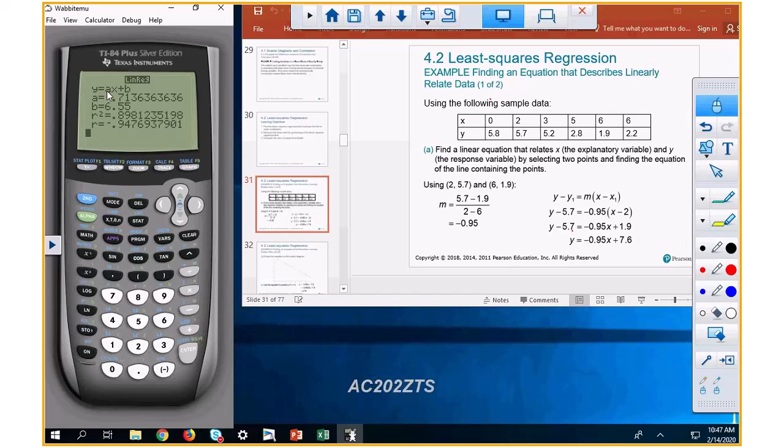A, plug it in right there. B, plug it in right there. Y is equal to negative 0.71x plus 6.55. Everybody with me? Okay, so now I'm going to plug that into my handy dandy calculator. I'm going to go to y is equal, and type in negative 0.71x plus, was it 6.55? And hit graph.